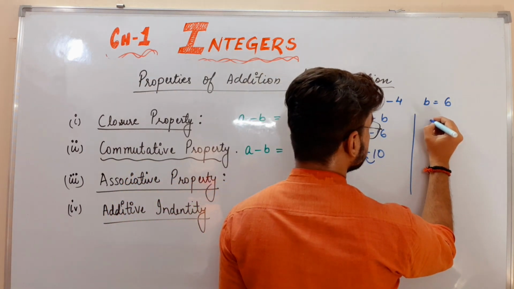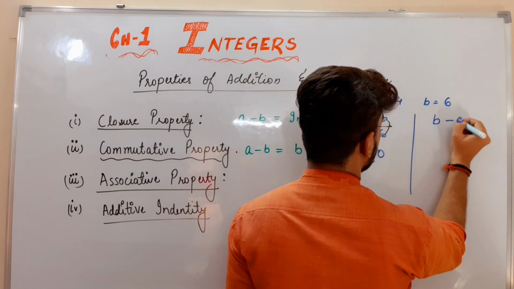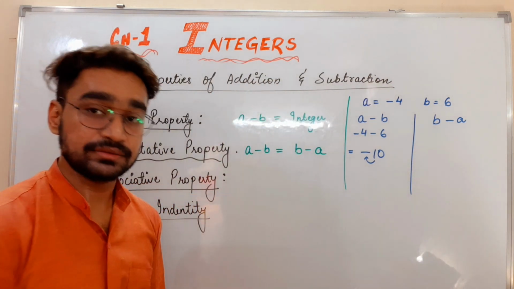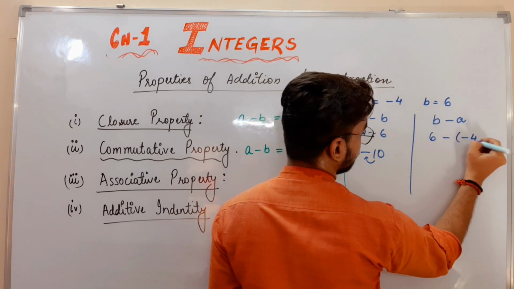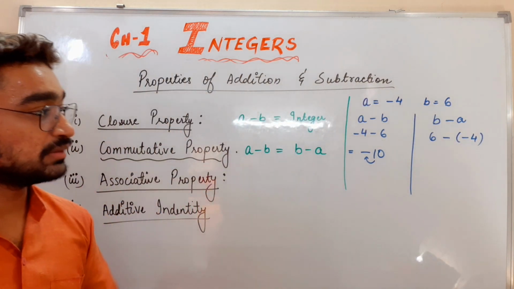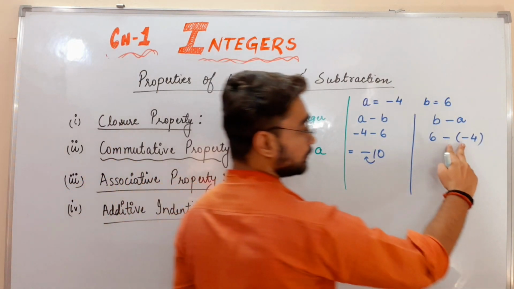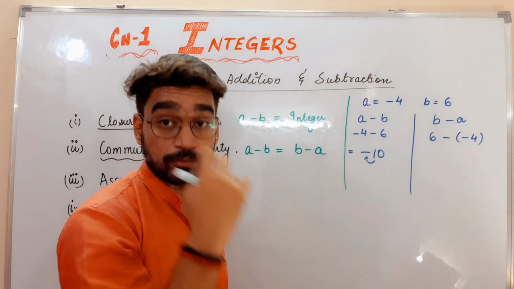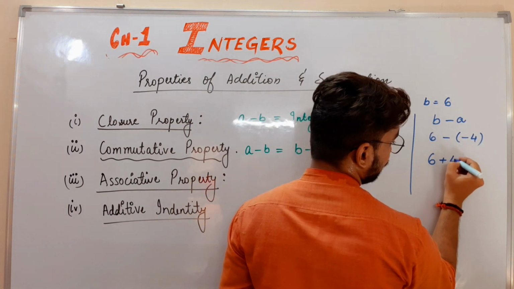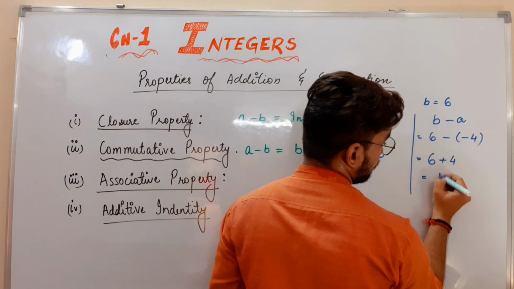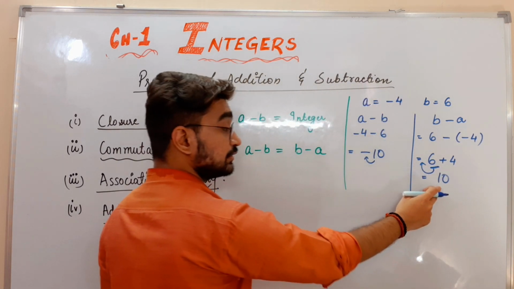Now let's check b minus a. b minus a says 6 minus (minus 4). Now if two minuses are coming together, as I told you in the last example also, it will become positive. So 6 plus 4, how much? 10. And 6 is a positive number, so here 10 will be positive.